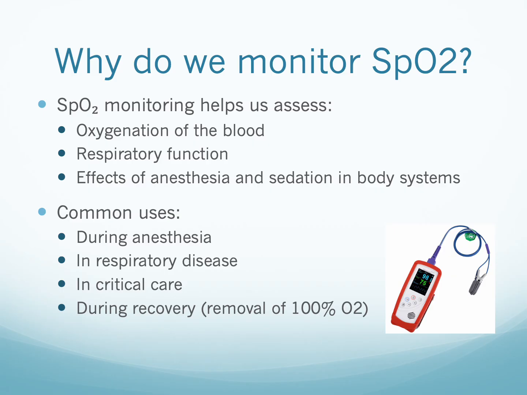And this can be affected by anesthesia and sedation, which can decrease some of our respiratory function, as well as some of our really sick animals. So we'll often use the pulse oximeter during anesthesia, in animals that have respiratory disease, animals in the critical care unit, and especially during recovery when we're actually taking an animal off of anesthesia. So we're removing 100% oxygen and asking them to breathe room air again.